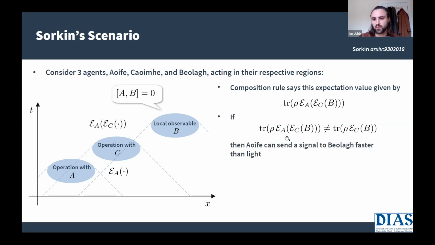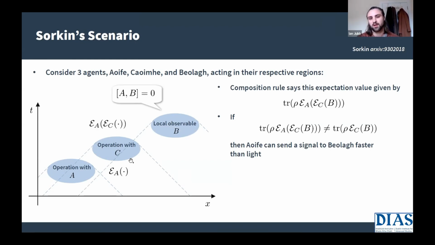And if we don't have this equality, then we can actually exploit this to allow EFA to send a signal from this region down here to Biola up here. But because these two regions are space-like, this signal would be faster than light, which is, of course, a very bad thing. And so we don't want this causality violation in our theory.